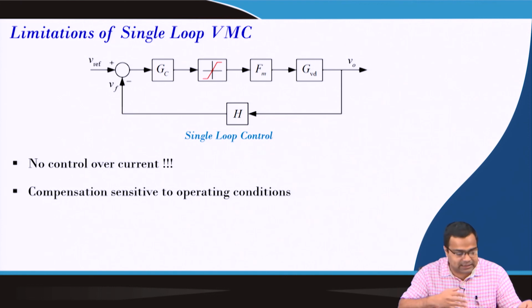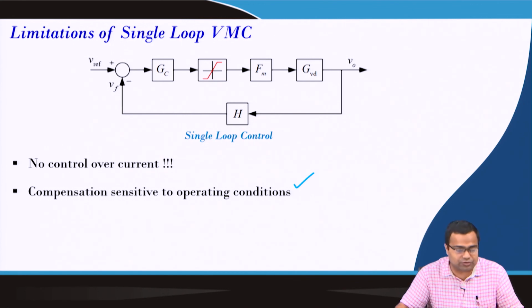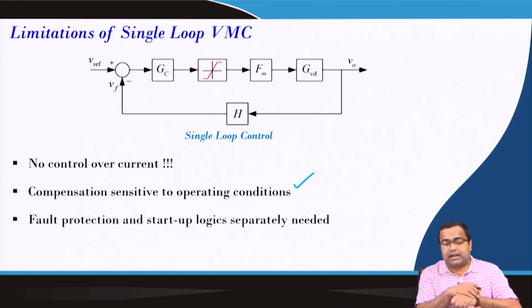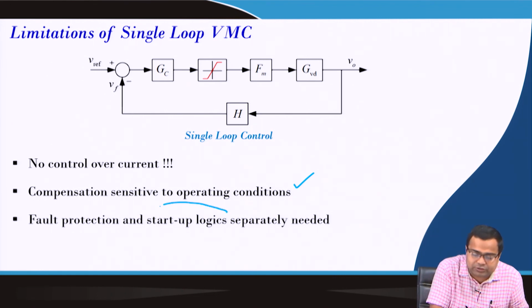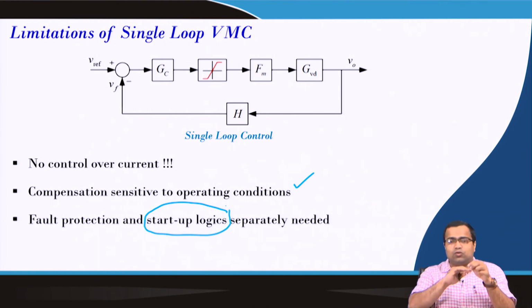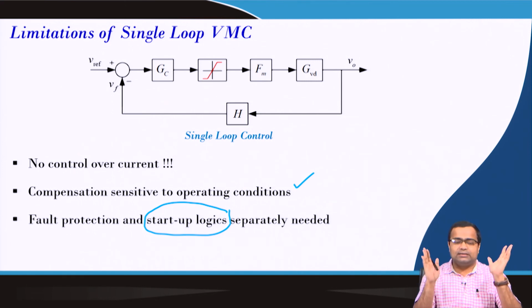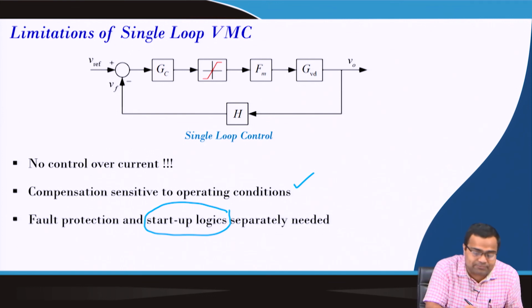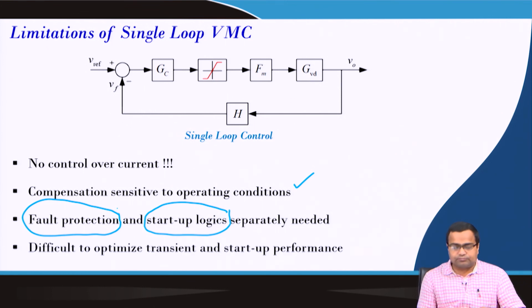This part we will highlight in the design of the buck converter, DC-DC converter voltage mode control, but the fault protection and the startup logic are separately needed. That means we need to separately incorporate this startup logic in voltage mode control, where we want to slowly increase the reference voltage. So you need additional circuitry to do that, and if there is a fault, the current can simply damage the switches and the other devices. That is why for fault protection we need to put in a current sensor, and the startup transient is difficult to optimize.